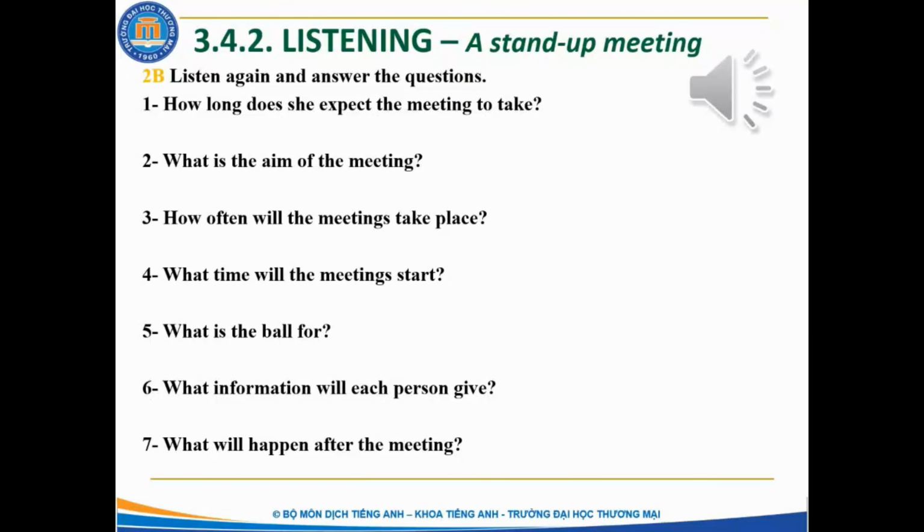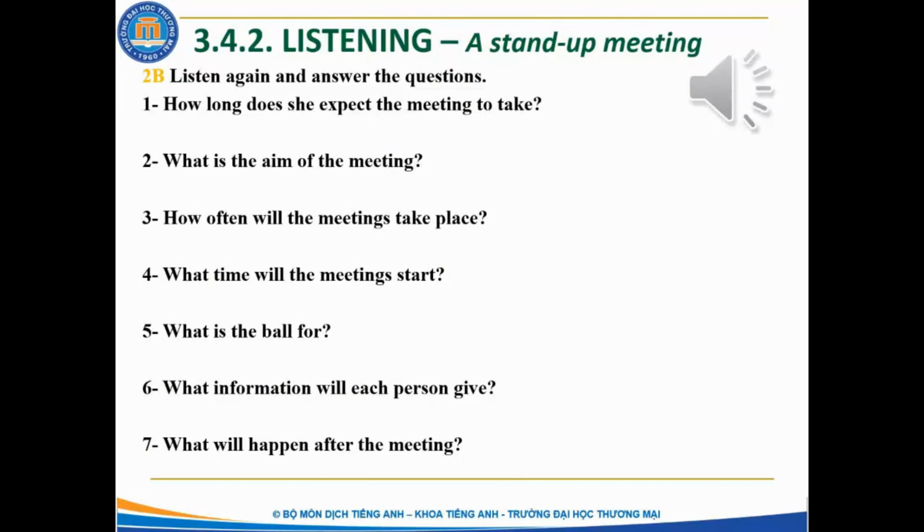Number 1. How long do you expect the meeting to take? Number 2. What is the aim of the meeting? Number 3. How often will the meetings take place? How often is a question about frequency, so we will listen to find out whether the meeting takes place daily, twice a week, or three times a week. Number 4. What time will the meeting start? Number 5. What is the ball for? So a ball is used in the meeting, and what is the ball used for?